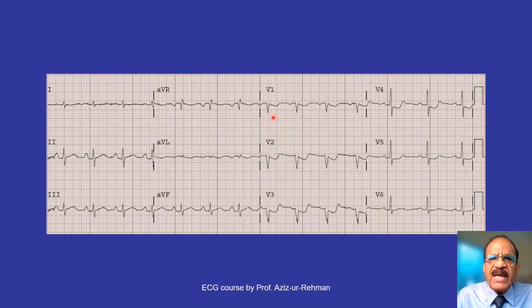V1 shows ST depression. V2 also shows ST depression. V3 also shows ST depression. In fact, V4 also shows ST depression. So V1, 2, 3, and V4, they're all anterior leads. All of them, they show ST depression. If you see the T waves, it is certainly not inverted. This one, it is certainly not inverted. In fact, it looks as if it is slightly prominent, at least upright. So you have ST depression and upright T wave in the anterior leads.